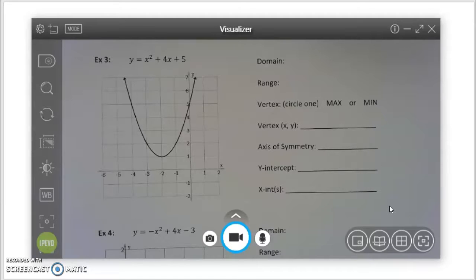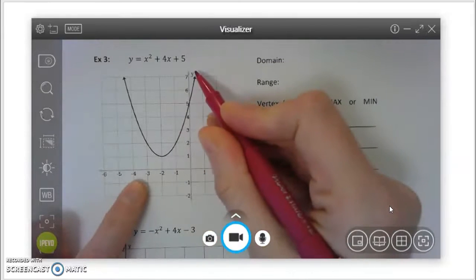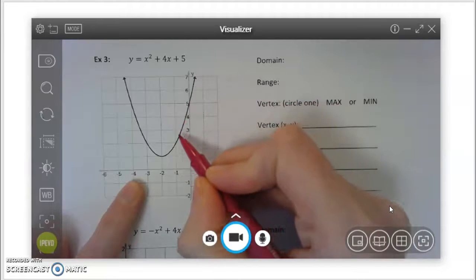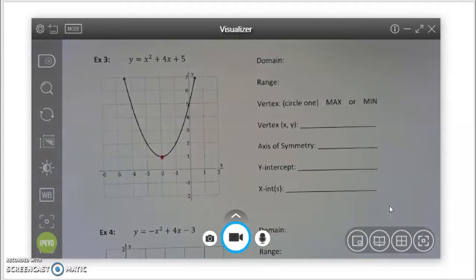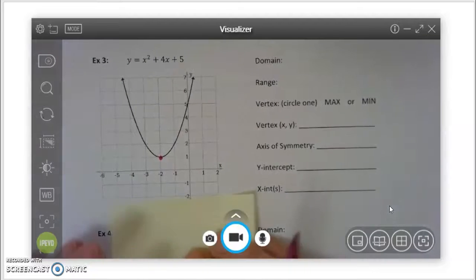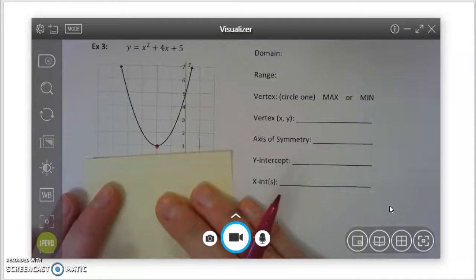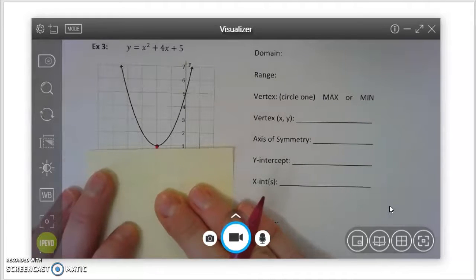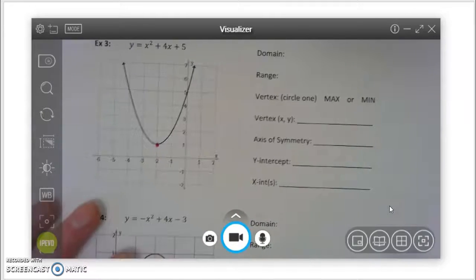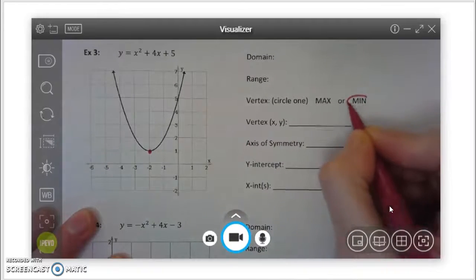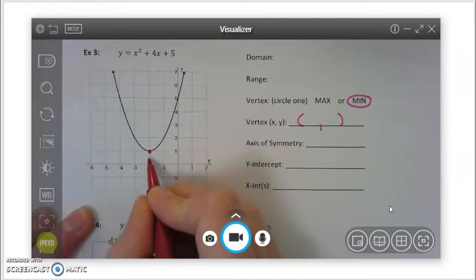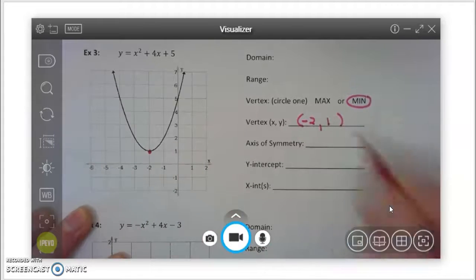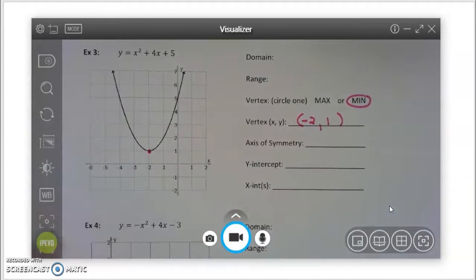Now on this first graph, the arrows are pointing up, so it's not going to have a highest point. But the lowest that this graph goes is right down here. And another way of thinking about that is if you had a little piece of paper and you moved up, the very first point that you hit is right there. That is the lowest point on the graph. Since it is the lowest, that would make it a minimum vertex. And then you would write the ordered pair of where it is. Now the x value it's lined up with is -2, and the y value that it's lined up with is 1. Okay, so let's look at another one.